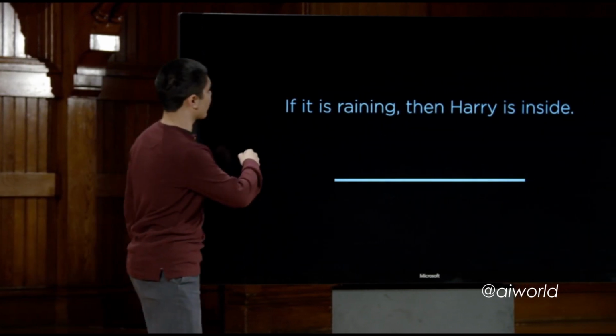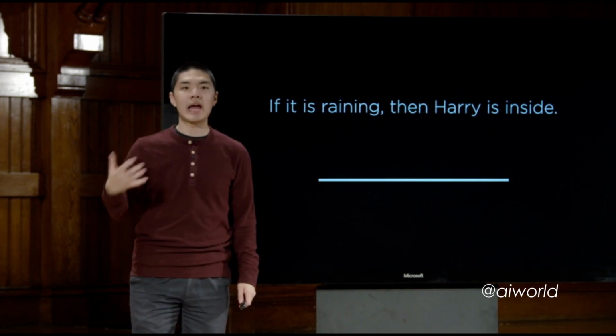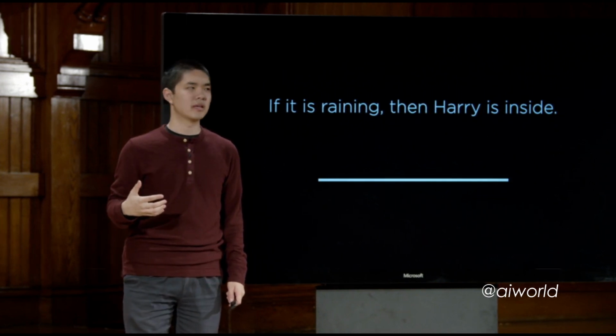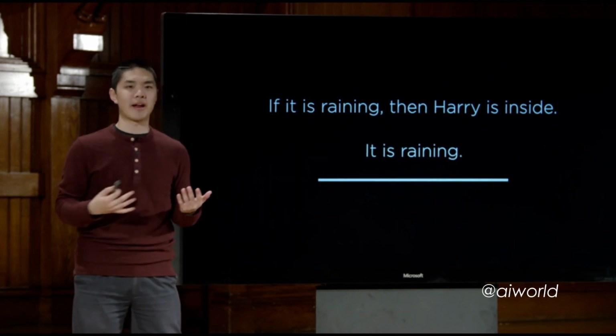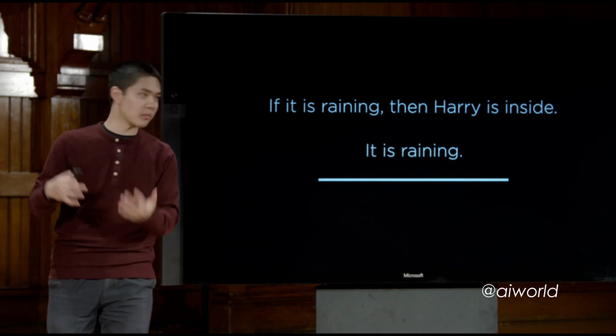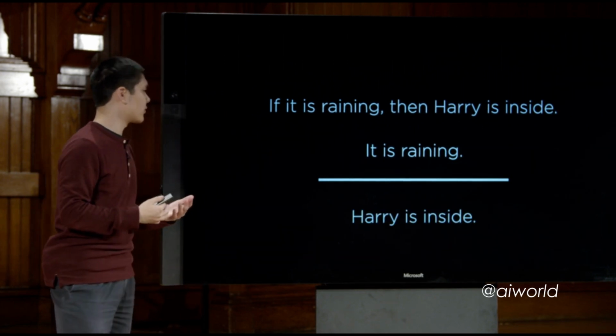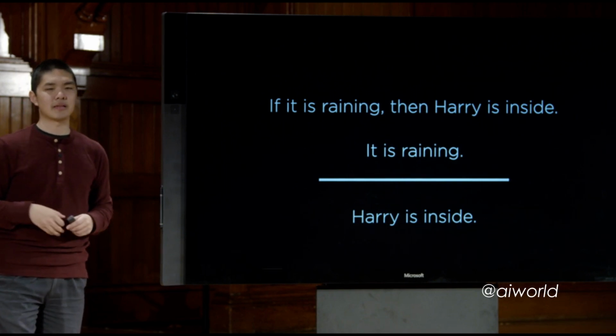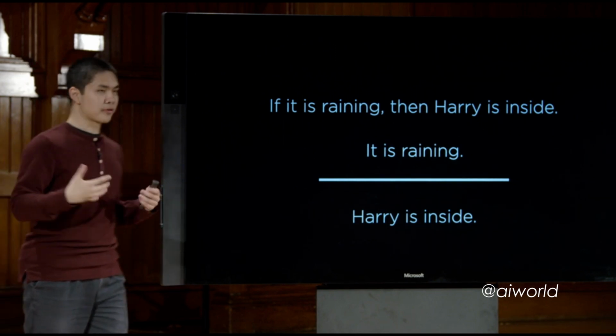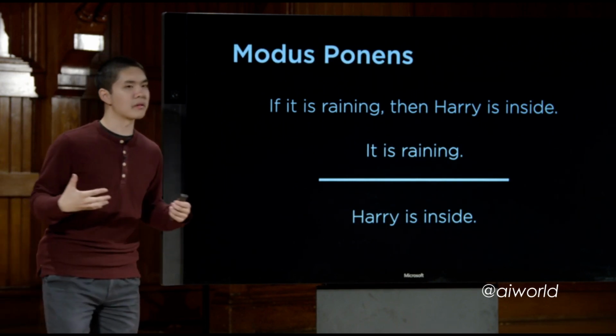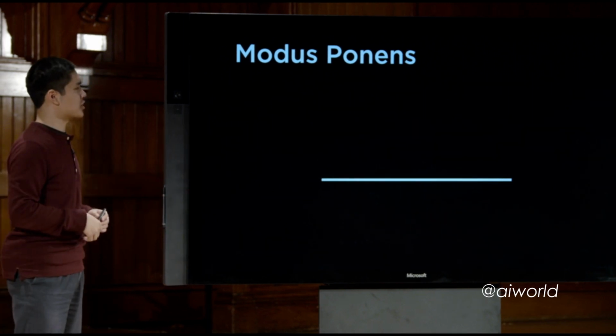I know, for example, that if it is raining, then Harry is inside. And let's say I also know it is raining. Then most of us could reasonably look at this information and conclude that, all right, Harry must be inside. This inference rule is known as modus ponens, and it's phrased more formally in logic as this.